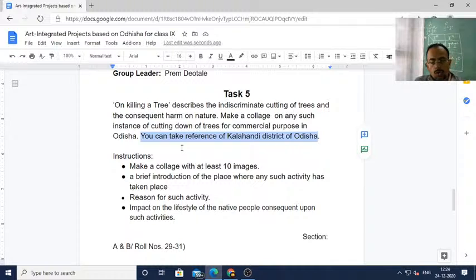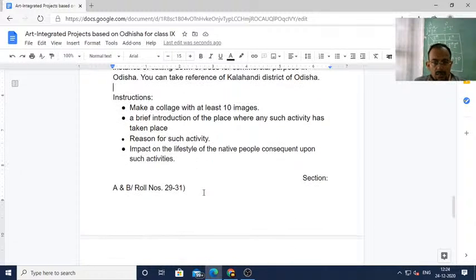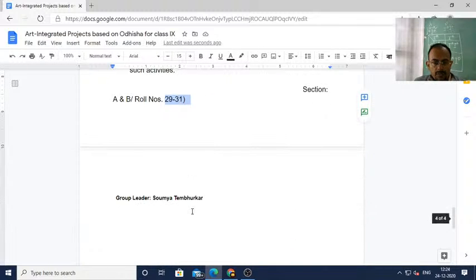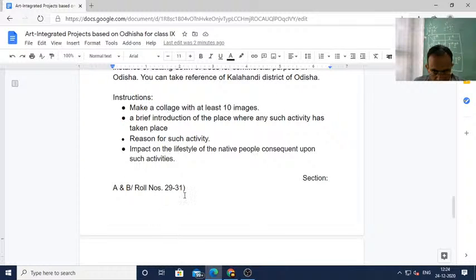So what are the instructions you see here? 29 to 31, and Somia is the group leader. So 29 to 31, here 3 students, no?